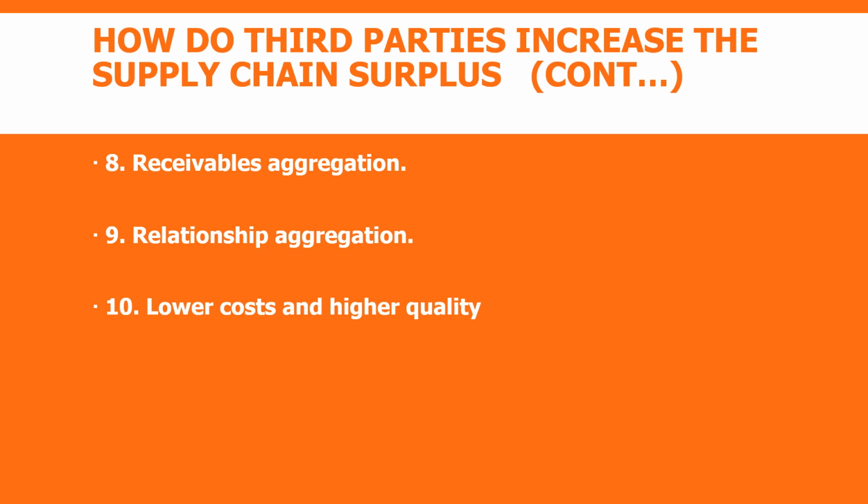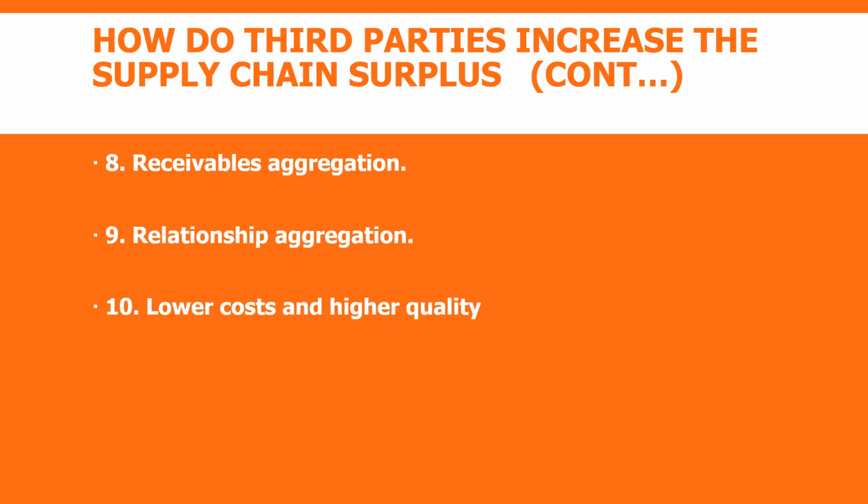Relationship aggregation. An intermediary can increase the supply chain surplus by decreasing the number of relationships required between multiple buyers and sellers. Without an intermediary, connecting 1,000 sellers to 1,000,000 buyers requires a billion relationships. So the presence of an intermediary lowers the number of relationships required to just over 1,000,000. So we need a trustable intermediary, so that we can have a good relationship aggregation, which in turn increases the supply chain surplus. And finally, lower cost and higher quality.